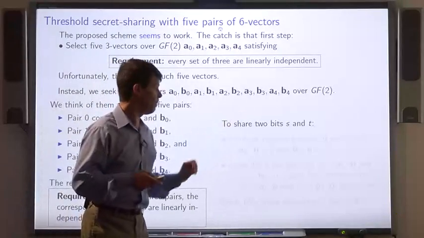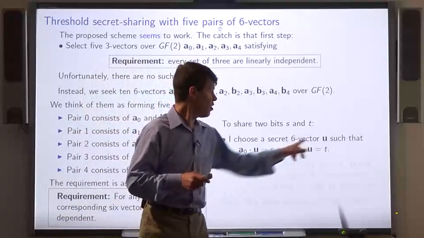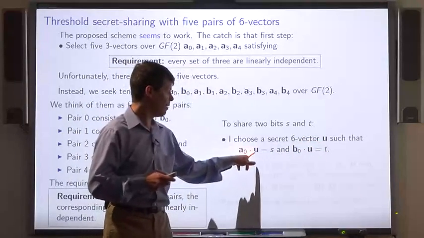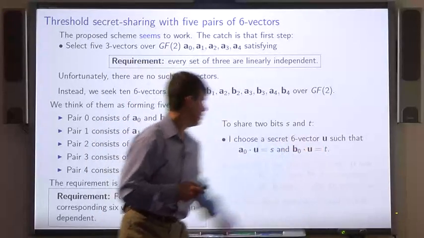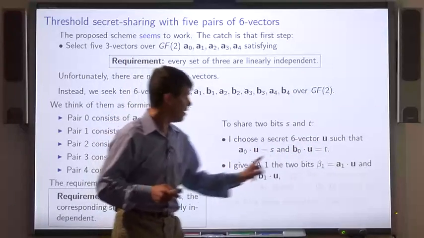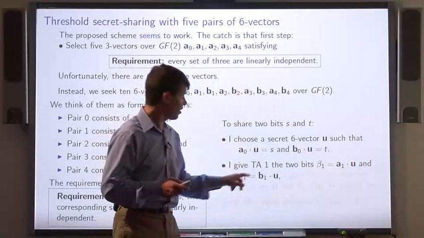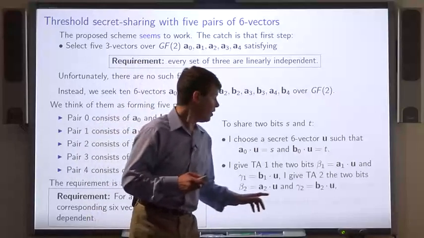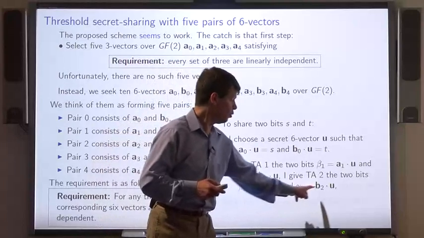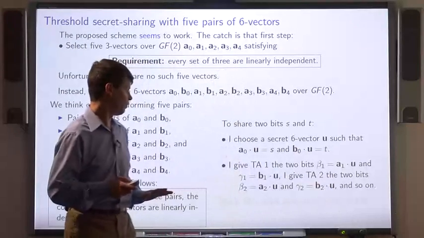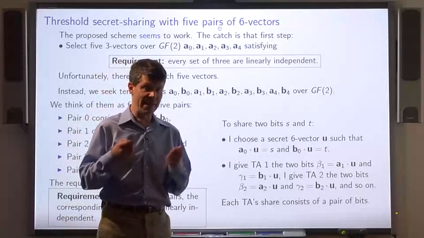How would we use these vectors in secret sharing? To share 2 secret bits, S and T, I'll do the following. I'll choose a secret vector U such that A0 times U is the secret bit S and B0 times U is the secret bit T. I give TA1 the 2 bits beta 1, which is the dot product of A1 with U, and gamma 1, which is the dot product of B1 with U. Similarly, I give TA2 the 2 bits beta 2, which is the dot product of A2 with U, and gamma 2, which is the dot product of B2 with U, and so on. So each TA has a pair of bits as that TA's share.